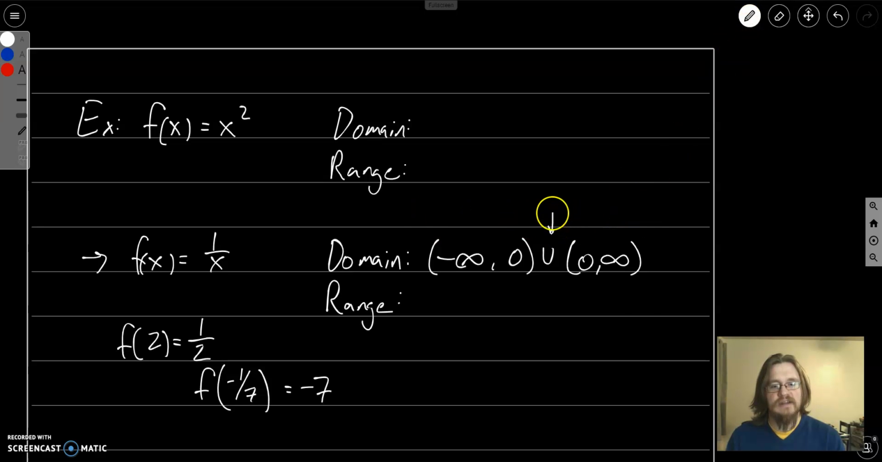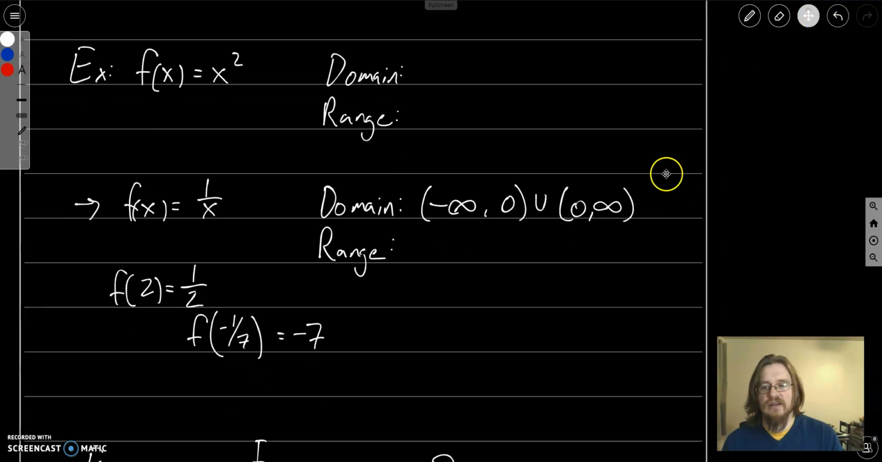Furthermore, this funny symbol in the middle means union, and when I take the union of sets of intervals, it means that we're going to put them together. So I'm going to take all of these numbers and all of those numbers, and put them together using the union.